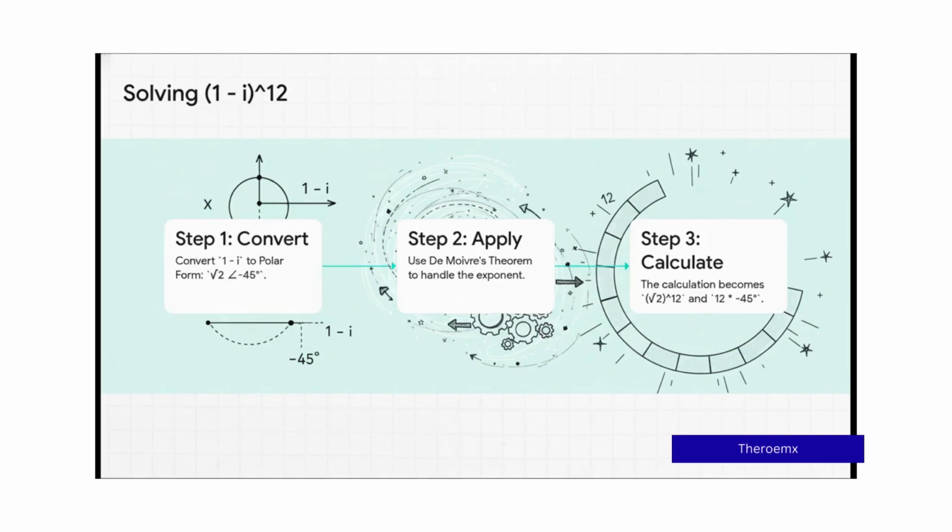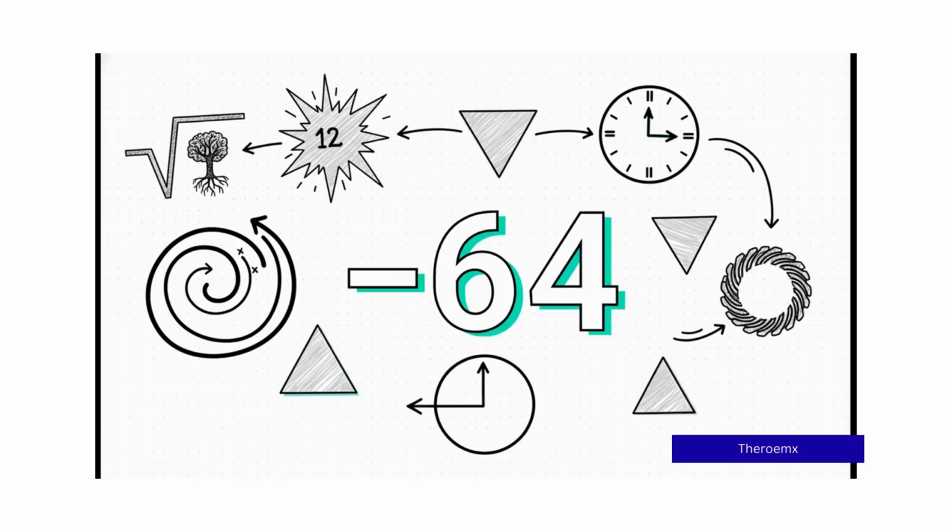So how do we crack it? First step, we switch from Cartesian to polar form. Our 1 minus i becomes a distance of the square root of 2 at an angle of negative 45 degrees. Now, de Moivre's theorem lets us do something that feels like magic. To raise that whole thing to the power of 12, we just raise the distance to the 12th power, and we multiply the angle by 12. The hard work is basically already done.